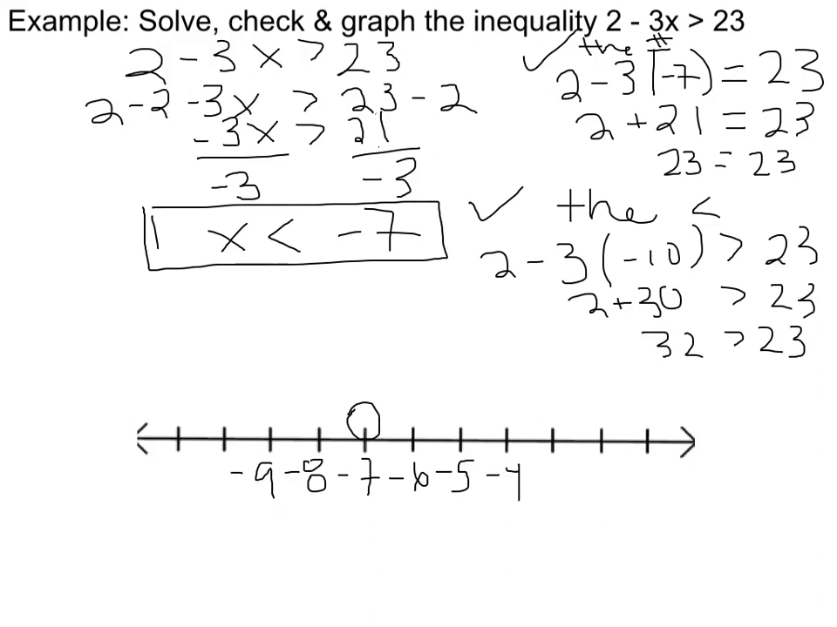Now, I want to shade towards the direction that x can be. And x can be any value that is less than negative 7, so I want to shade in the direction of the numbers that are less than negative 7. So the negative 8, the negative 9, those are my numbers that are less than negative 7. So I want my graph to go towards the left, towards the values that are less. So here's my graph of x is less than negative 7.